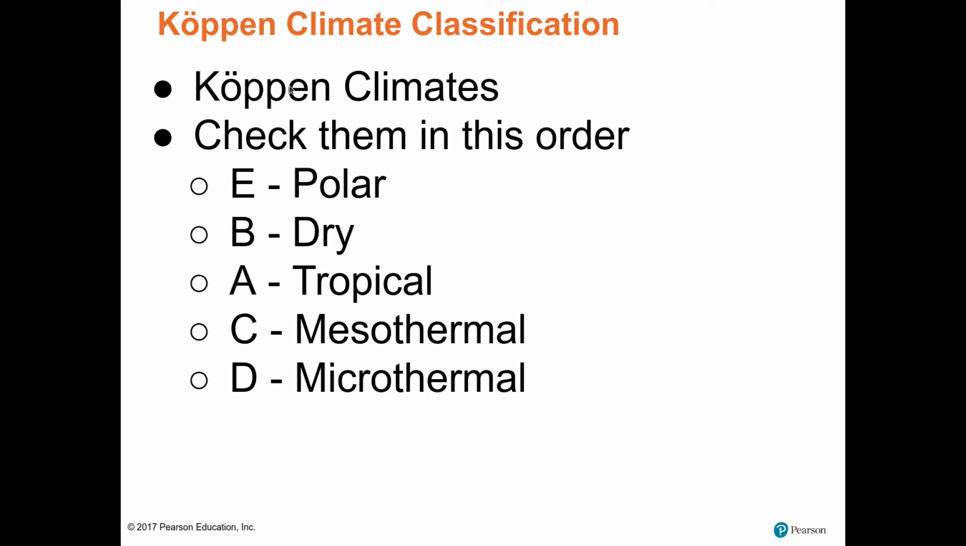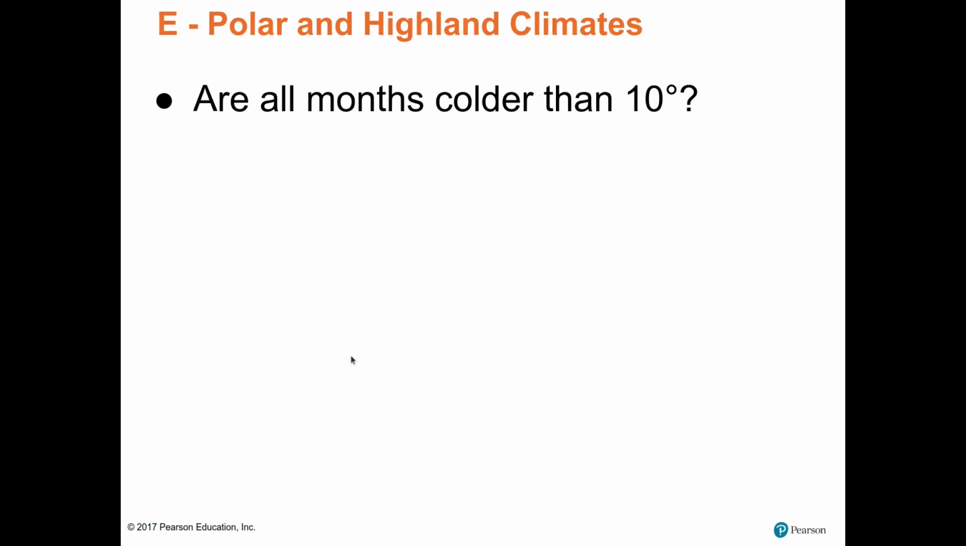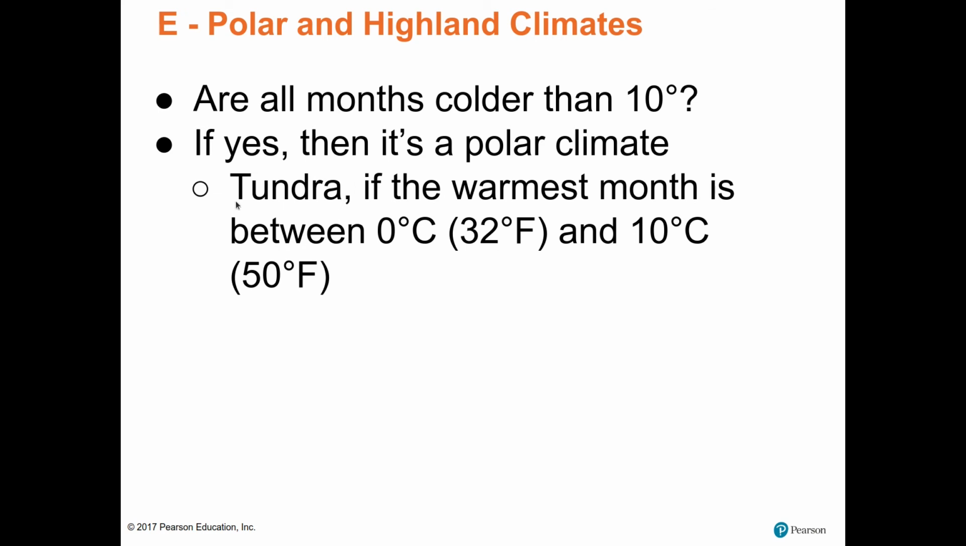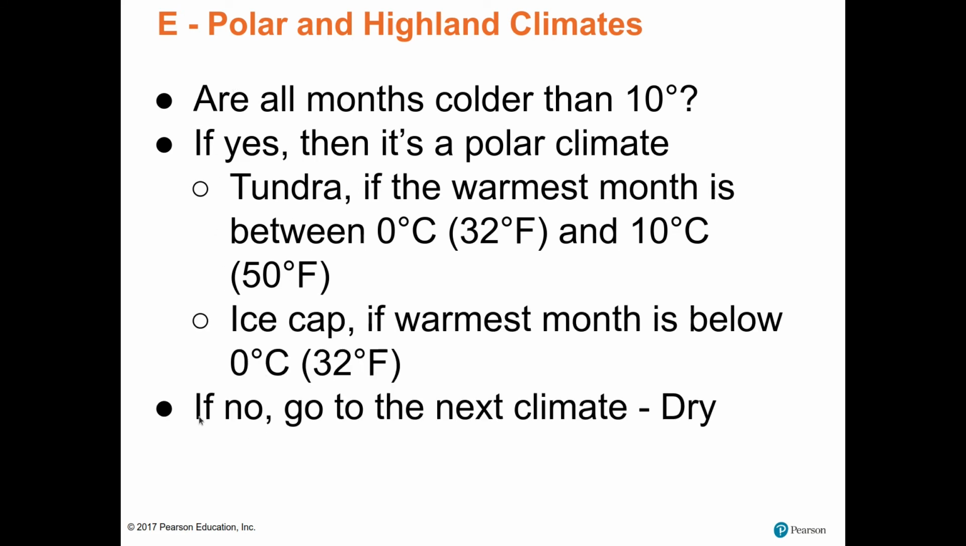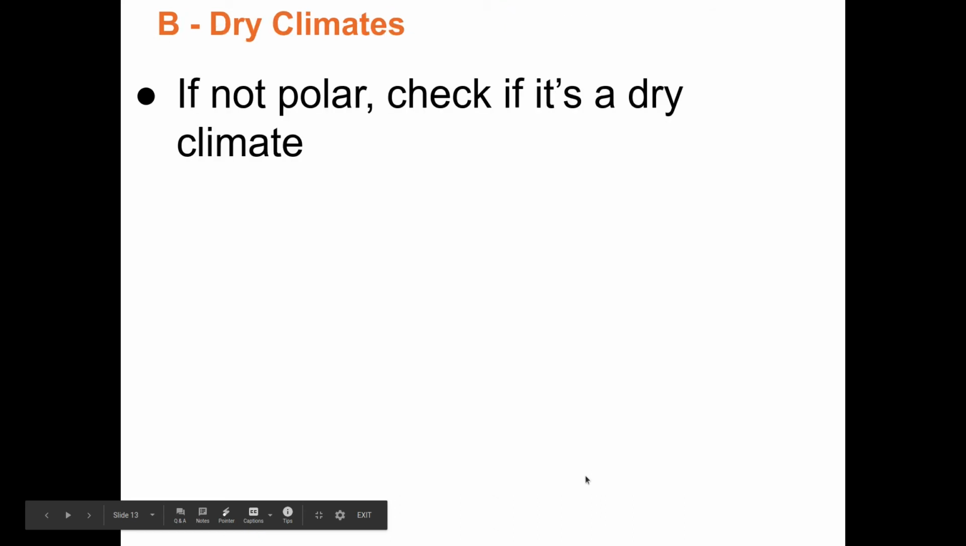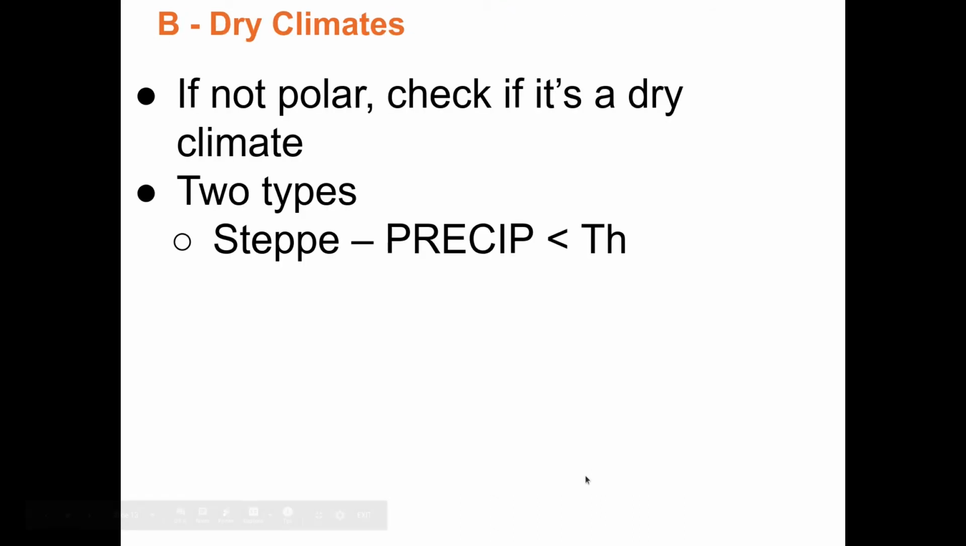Okay, so here's the order that you check them in. Polar and highland climates. Actually, I'm just going to go through these more quickly because we just went through it. So is it a polar climate? If yes, then you've got to check to see, is it a tundra or ice cap? If it's not some sort of E climate, you go to the dry climates. We're not doing that today.